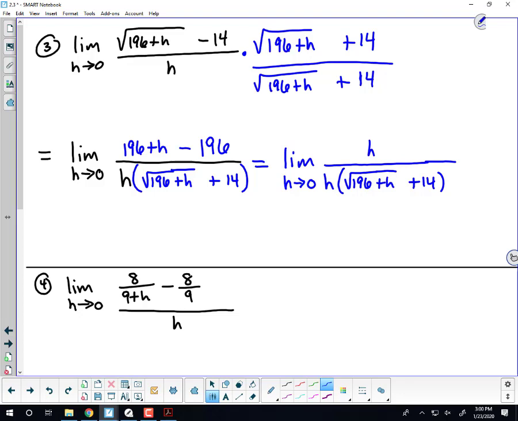Just combine like terms in the numerator, left with h. That h cancels. And we have now an equivalent algebraic function, or function algebraically, that doesn't have any issues as h approaches 0.